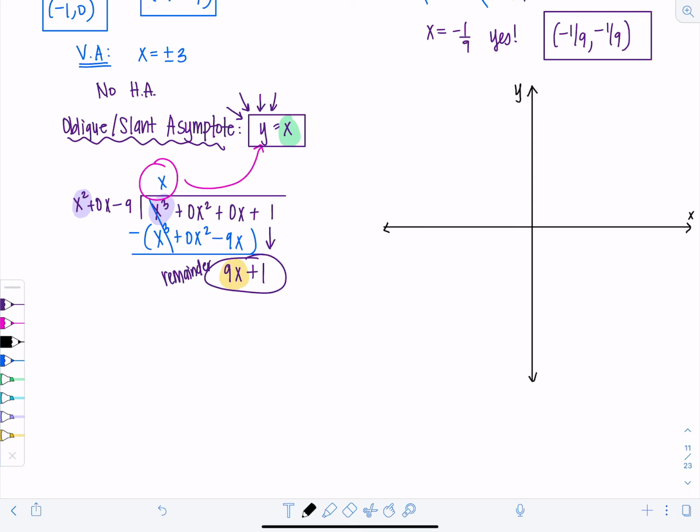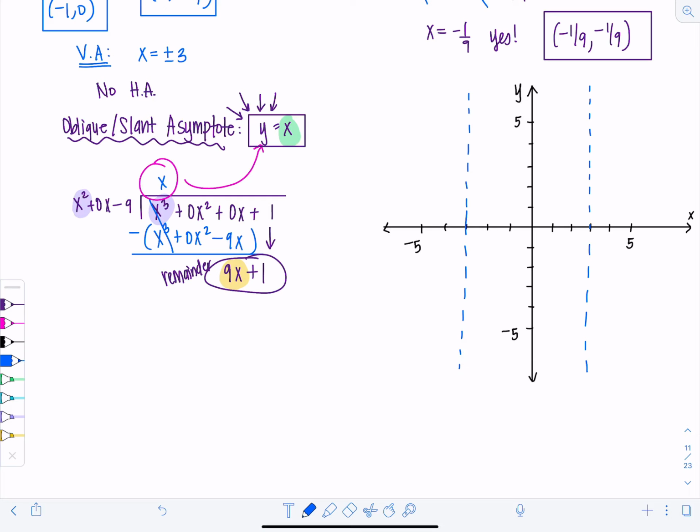All right, I'll scale out to 5. 1, 2, 3, 4, 5 in the x direction, same thing in the y direction, 1, 2, 3, 4, 5. Okay, let's put the vertical asymptotes in. They are at plus or minus 3. There's positive 3. There's negative 3.